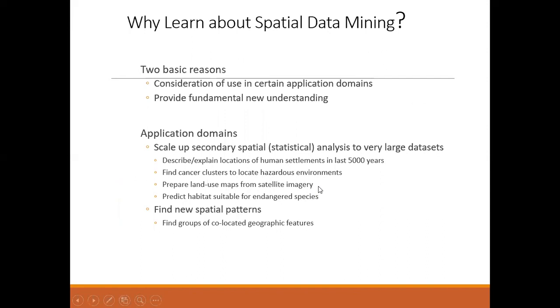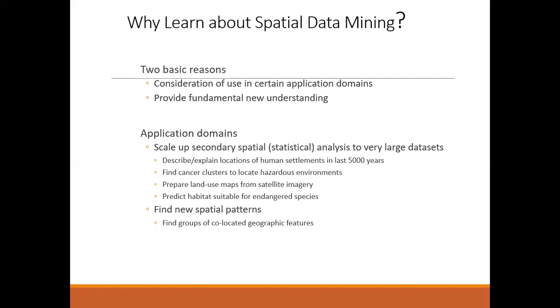Why should we learn about spatial data mining? There are two major reasons. First one, consideration of use in certain application domains. It provides fundamental and new understanding in the process of handling big data. Application domains, I have listed a few for you. Scale up secondary spatial analysis to very large data sets.